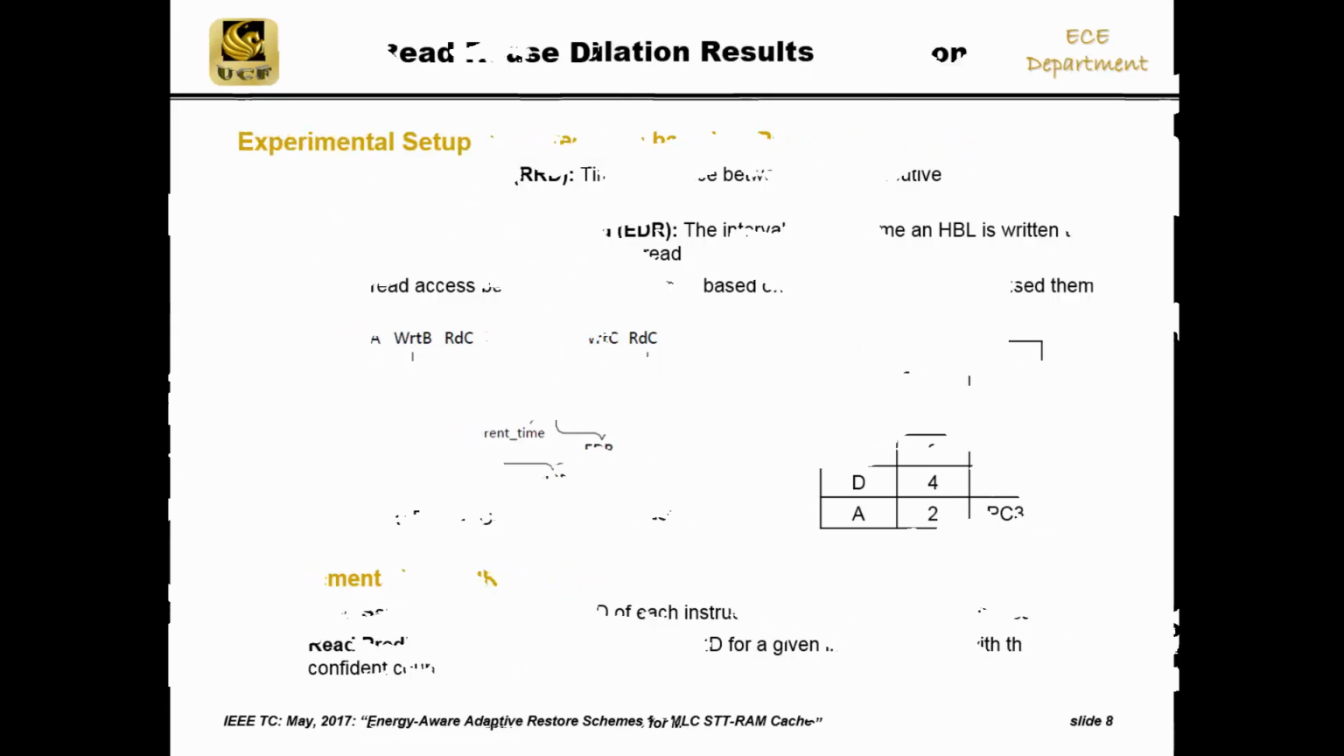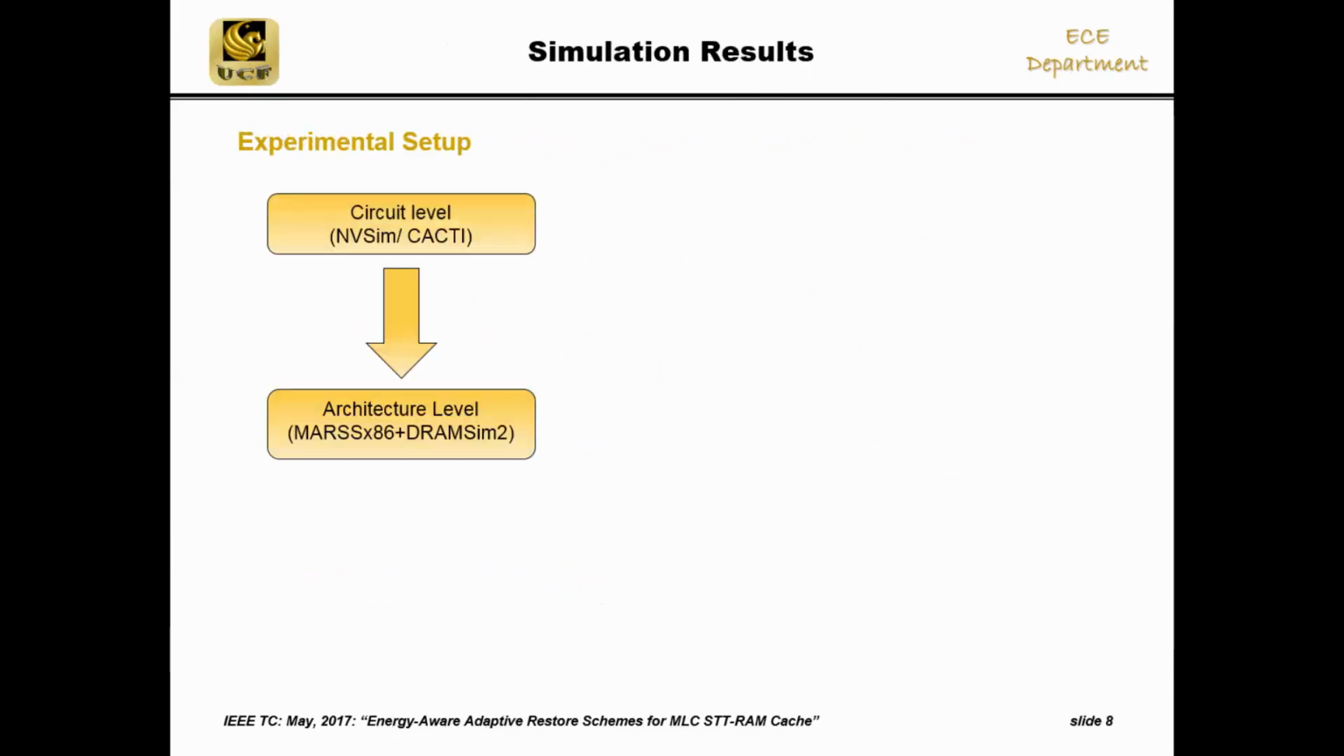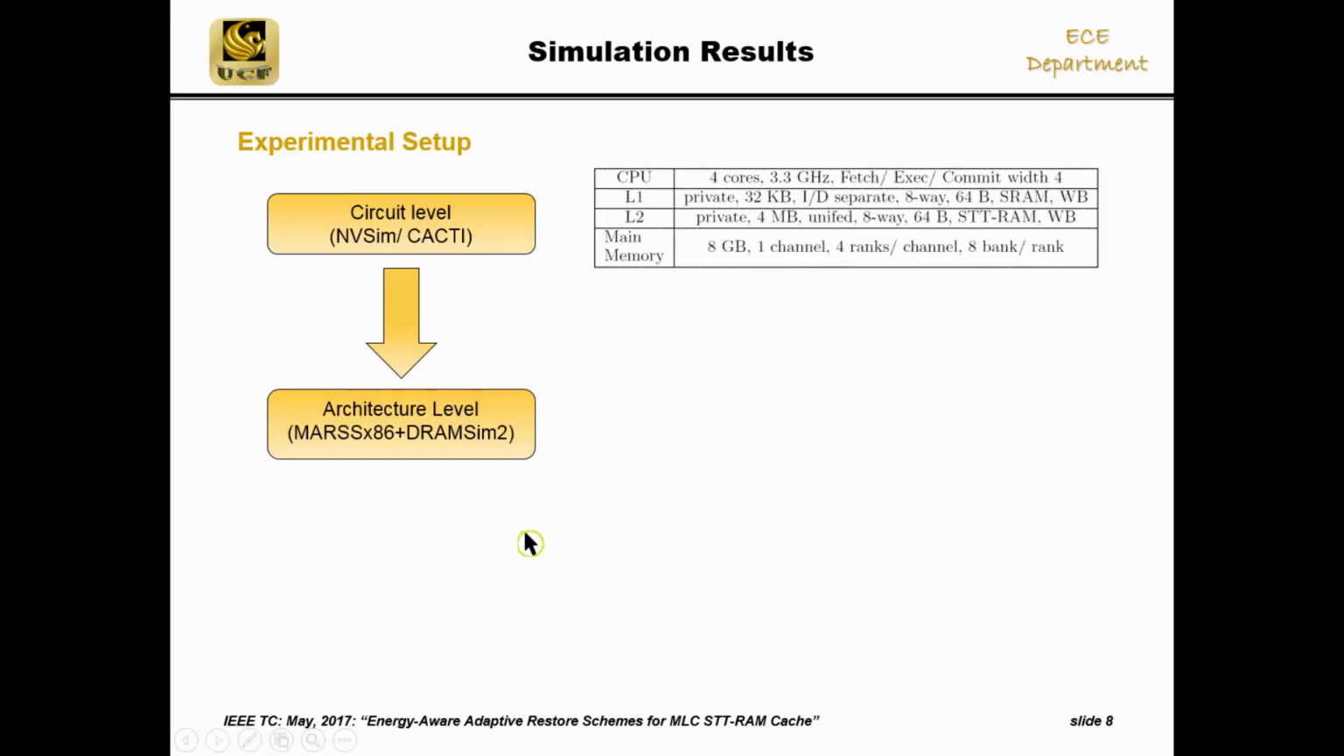mechanism. In our experiment section, we use NVSim in conjunction with CACTI to simulate circuit level area, latency, and energy of 3 on-chip cache candidates. We also use MARSS x86 and DRAMSim2 to mimic a 2-level cache hierarchy. As listed in the table, we evaluate a quad-core processor.